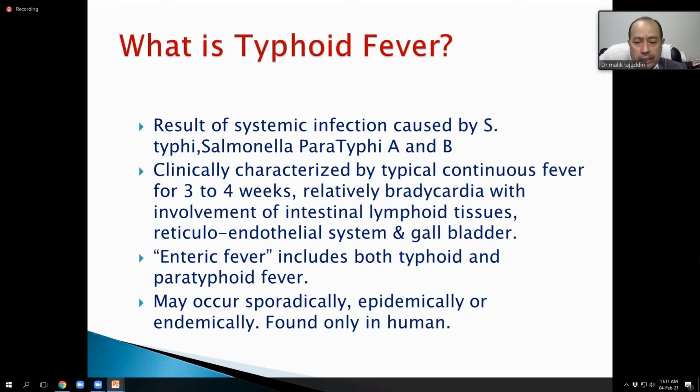It may occur sporadically, epidemically, endemically, and found only in human. You know, sporadic means the disease occurs here and there, rare, occasional, one case here and one case anywhere else. This is what the sporadic is.